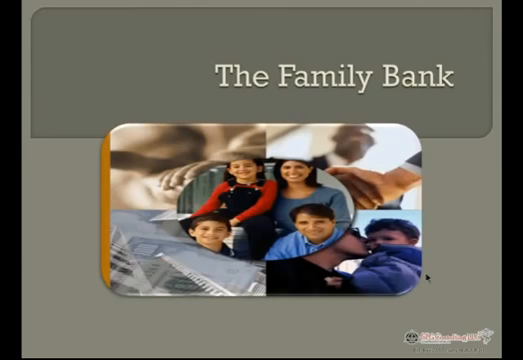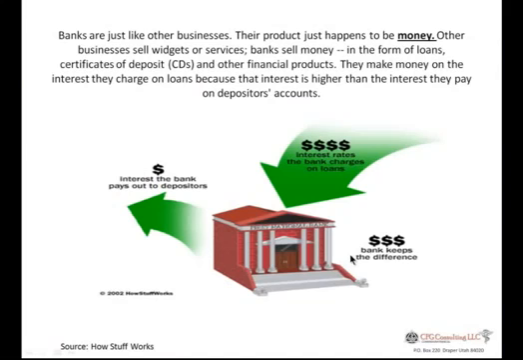system works. And if we look at what a bank does, banks are just like other businesses. Their product coincidentally happens to be money. That's what they're selling. Where other businesses sell widgets or services, banks sell money, and they do it in the forms of loans, certificates of deposits, and of course other financial products that they sell. But really the money that they make is on the interest that they charge on those loans or those other products. But the funny thing is, it actually comes from our own deposits.